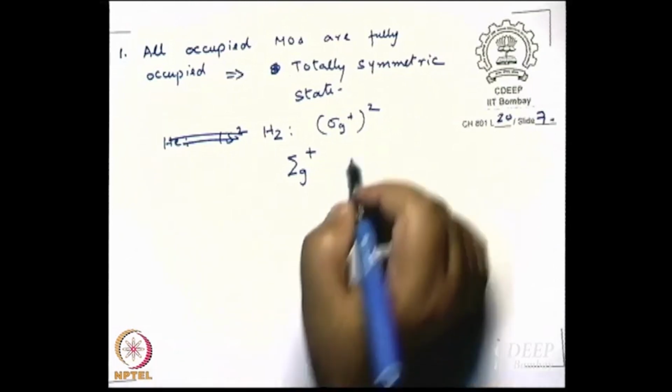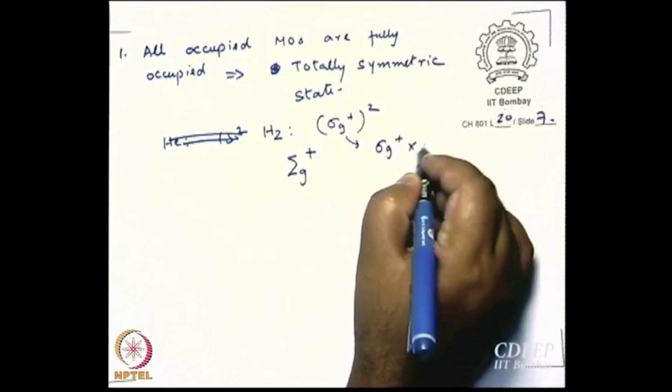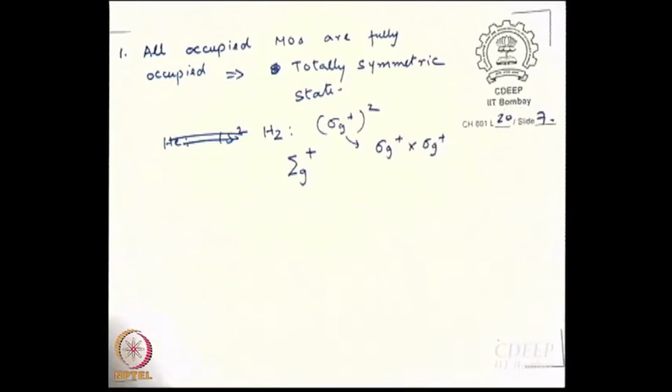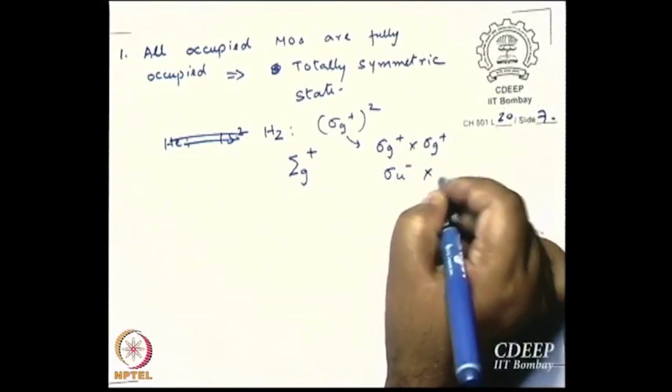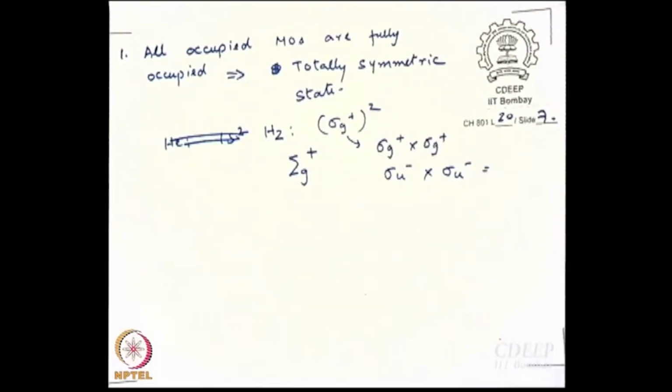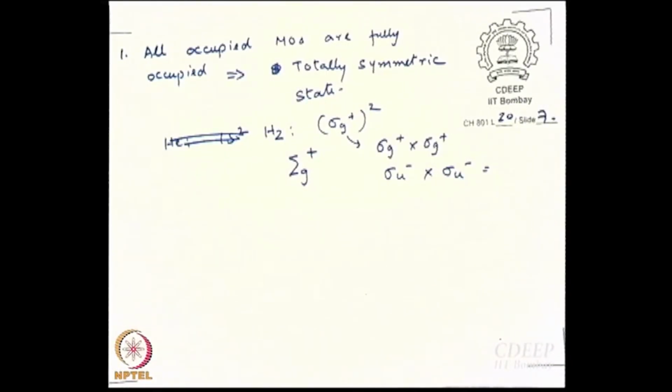Okay. So, what is the direct product of sigma g plus cross sigma g plus? What is that? Sigma g plus. And what is the direct product of say sigma u minus and sigma u minus? That is also sigma g plus, isn't it? Because if it is a one dimensional representation, characters are either +1 or -1. So, you multiply any character by itself, you get 1, right.